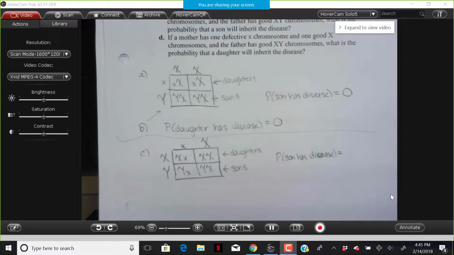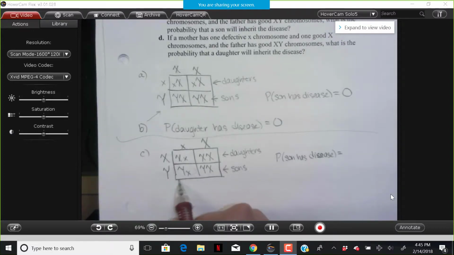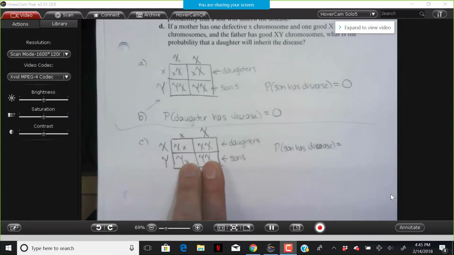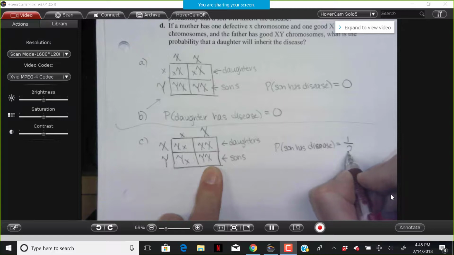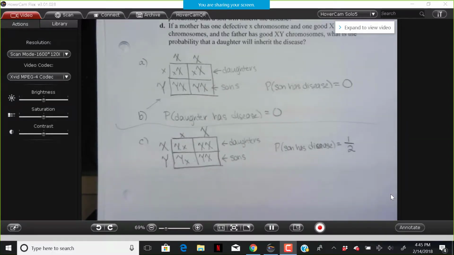They're asking what's the probability that a son has the disease? It'd be 50% because there are only 2 possibilities for a son, and one of them has the disease, so 1/2, or 50%, or 0.5.